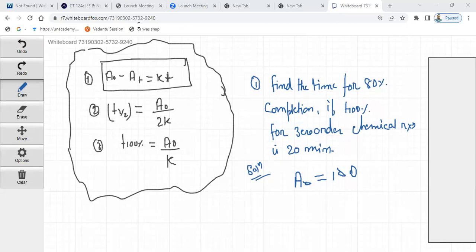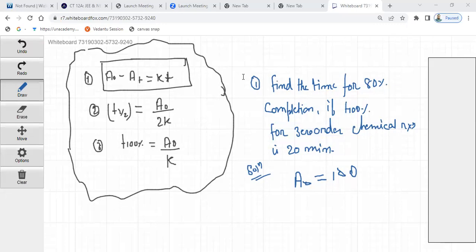Okay, Lokya, what is your answer? Your answer is 4 minutes. Very good. As I think, your answer is somehow correct. Suppose in the question I am writing that A naught will be equal to 100.